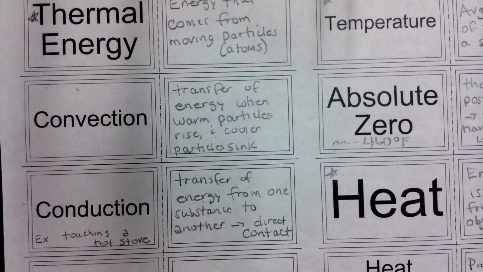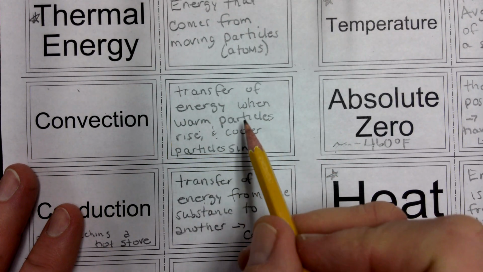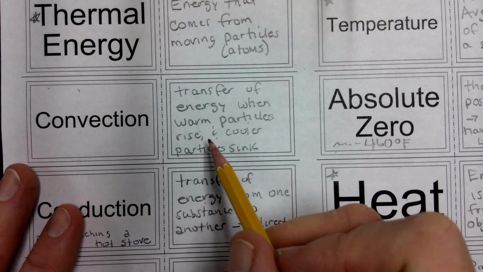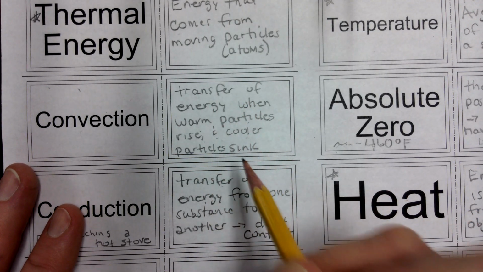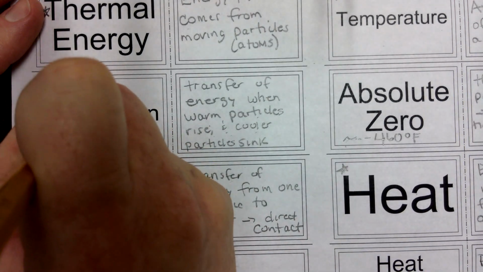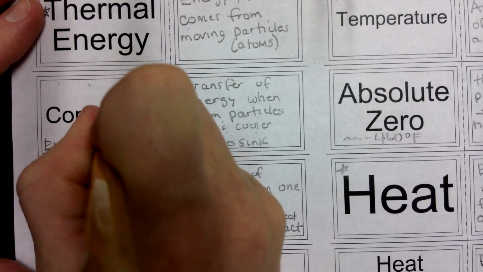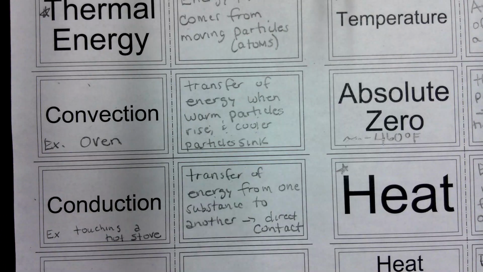Convection works a little differently. Convection is the transfer of energy when warm particles rise and cooler particles sink. A great example of convection is an oven. I'm going to assume that if you're using an electric oven, the heat source is on the bottom.